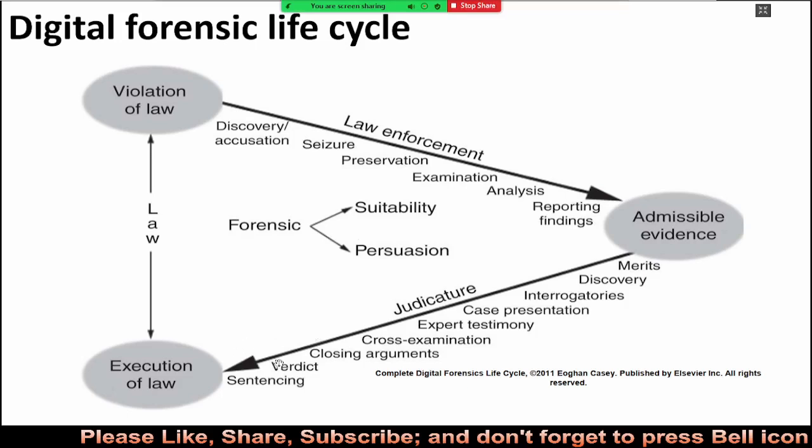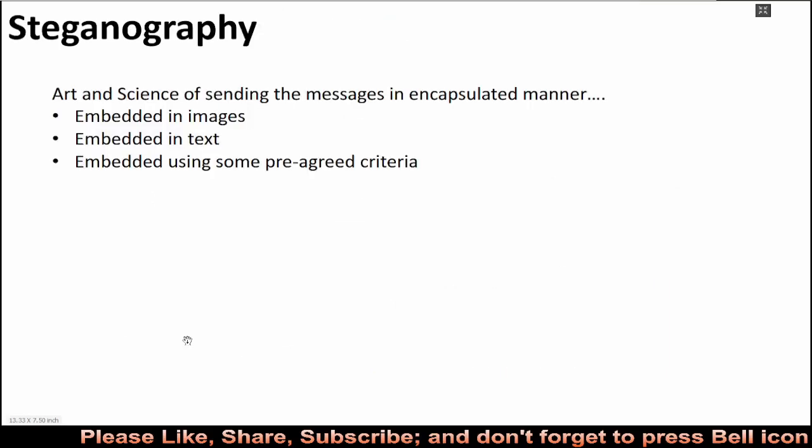So when the verdict is there, the sentence follows. The verdict is given by the court, and the sentencing is executed by the police. So police starts this and police ends this, so police are the executioners of this. So this is the complete digital forensic life cycle that we have to go through when we capture or acquire any type of digital forensic evidence.